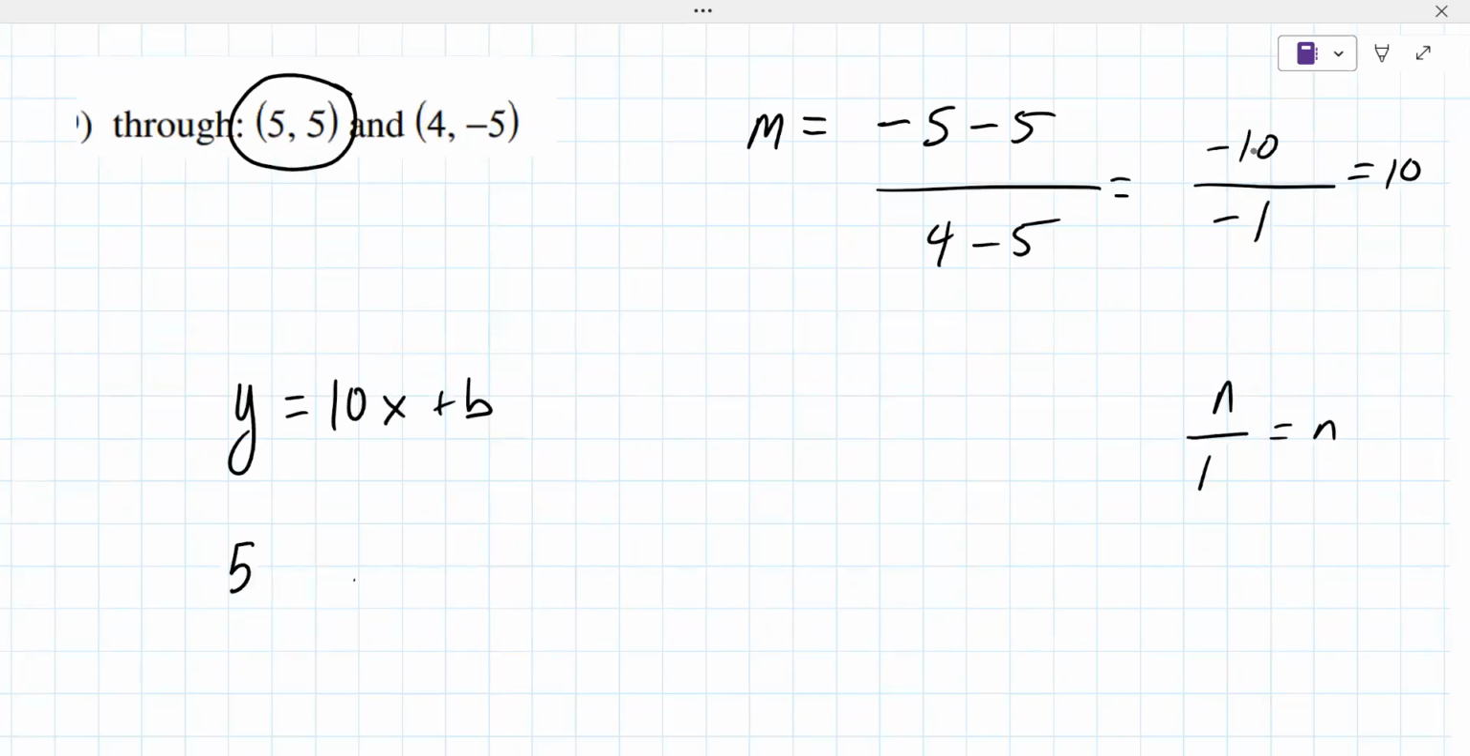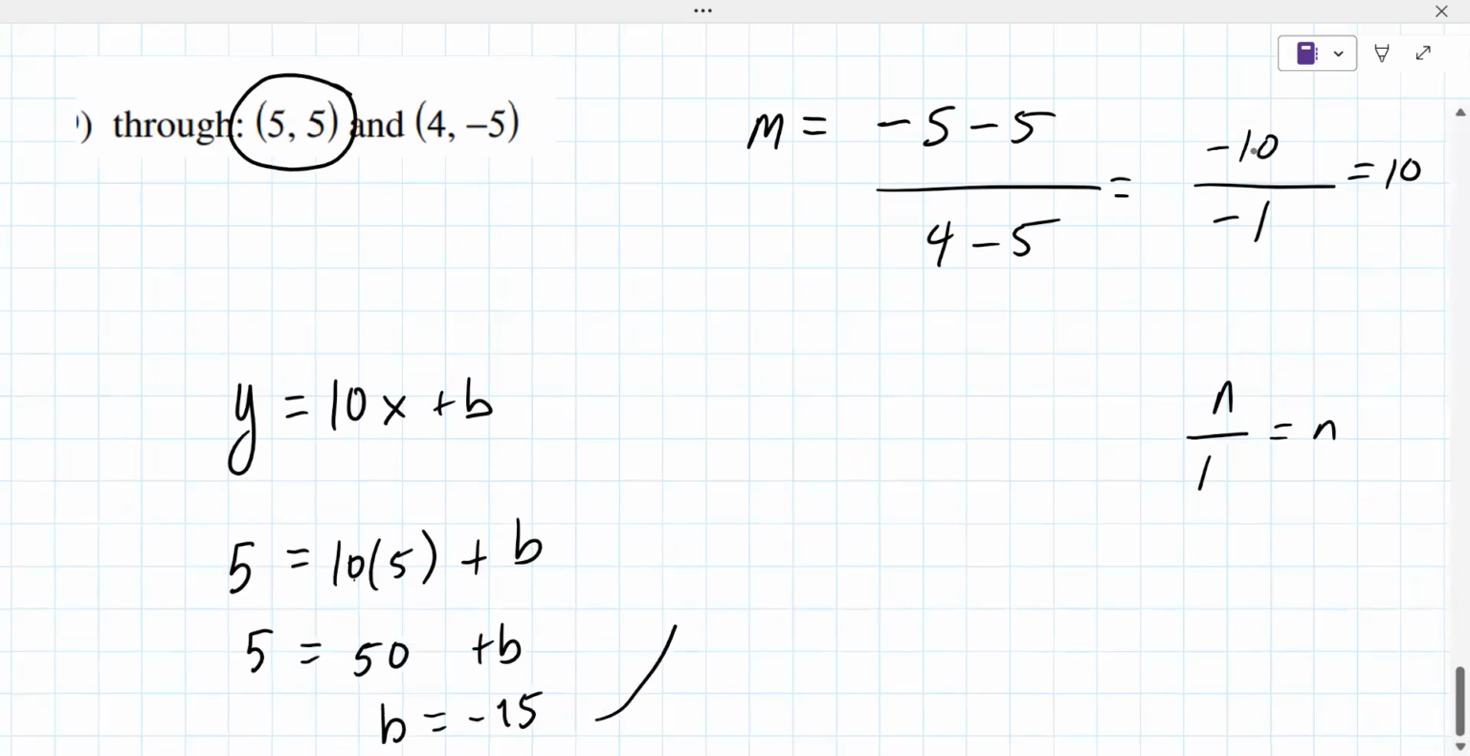Good. I'm going to write these steps in case you want to look at them later. 5 equals 50 plus b, so b equals -45. So to finish it off, you have to put it back in there. y equals 10x minus 45, like that.